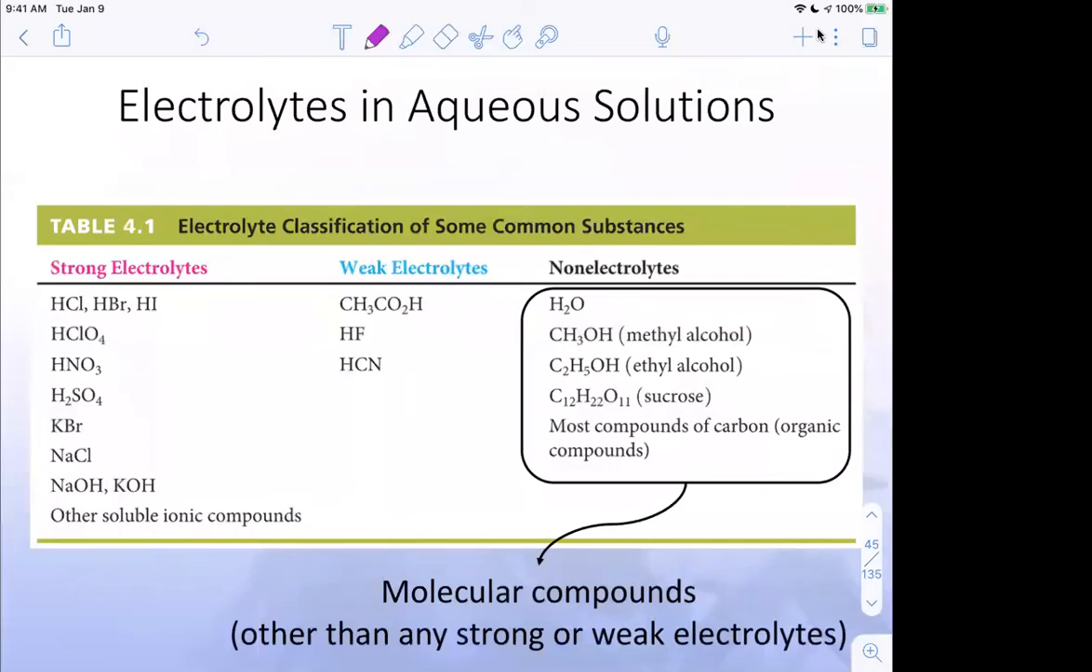Non-electrolytes. These are molecular substances, things that are covalently bonded and do not form ions. Those molecular compounds, other than strong or weak acids, are going to be non-electrolytes. You should be able to look at the structure of something to assess its characteristics and then determine whether it's a strong, a weak, or a non-electrolyte.